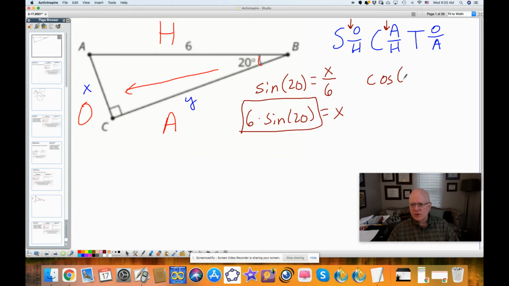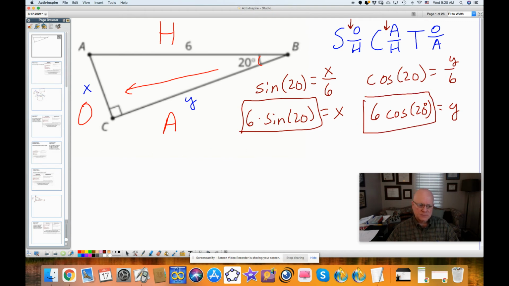The cosine of 20 degrees is equal to y over 6. Cross multiply again. 6 times the cosine of 20. This is not 20. It's the cosine of 20 degrees. And this is a number. It's like a fraction. It's a really small number. So this is going to give me my y value, and I can plug this value into my calculator to get it.